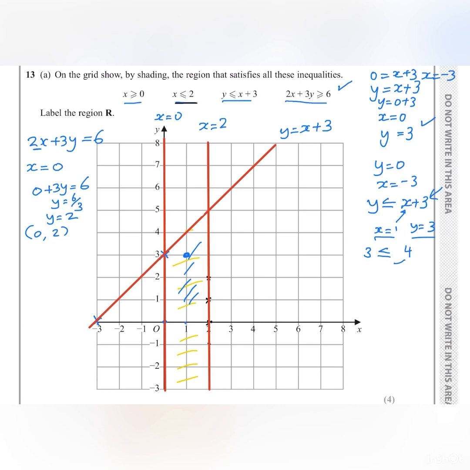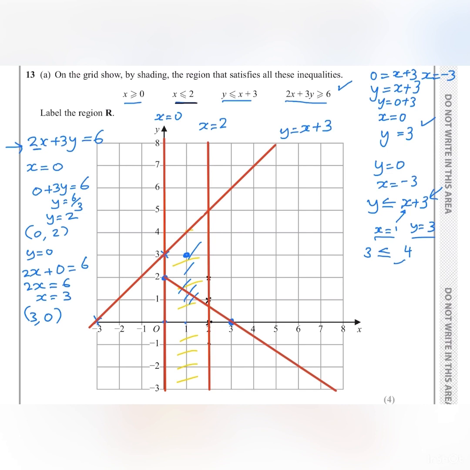The other one is when y equals 0. So if I put this back into this equation, 2x plus 0, because 3 times 0 is 0, equals 6. And we get 2x equals 6 and x equals 3. So we have another set of coordinates: x is 3 and y is 0. Okay, so if I plot these coordinates, 0 and 2 is over here, and 3 and 0 is over here, and just draw a line through these coordinates.